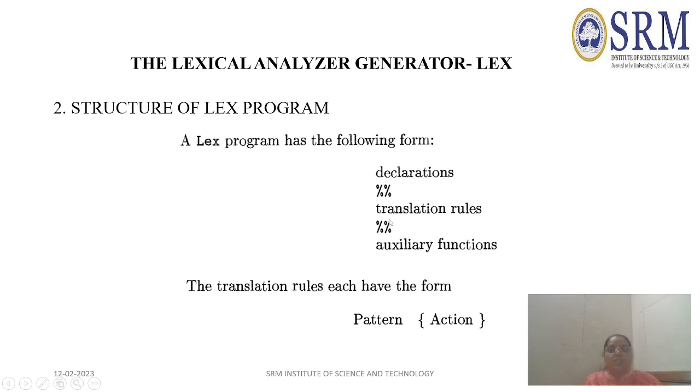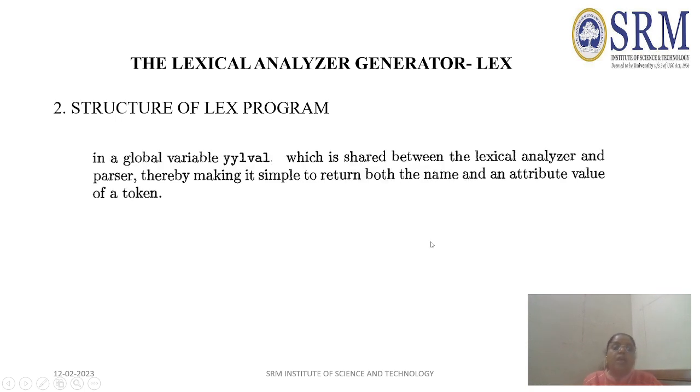What is the rule for writing translation rules? A rule starts with a pattern, followed by the action to be taken for that particular pattern. Auxiliary functions are functions that are specific to the program and are defined in the auxiliary functions section. The declaration part holds declarations of all the variables or instances in your program, the translation rules are of the form pattern and action, and the auxiliary functions section has the functions only. So, the structure of a Lex program. What is the structure of a Lex program?